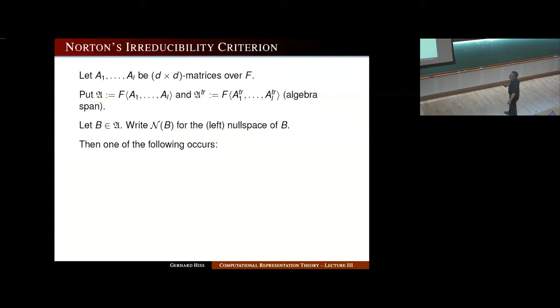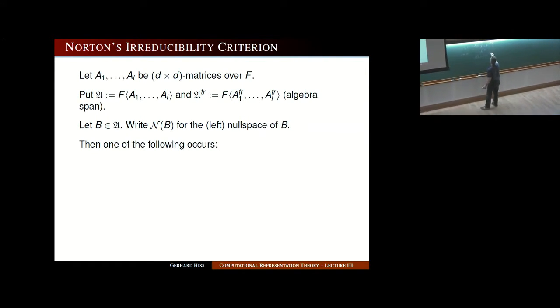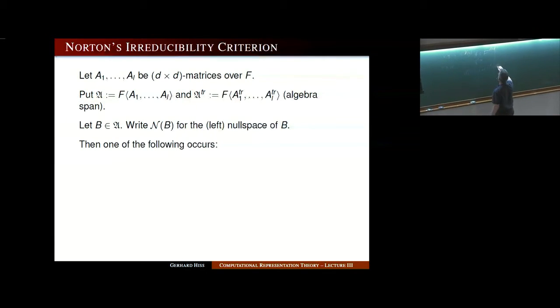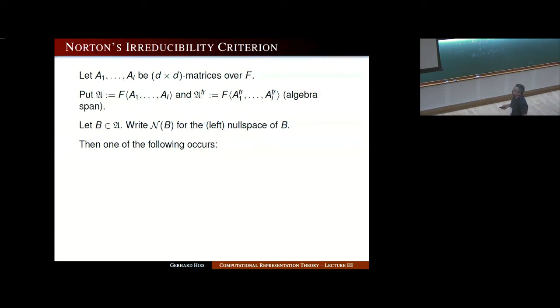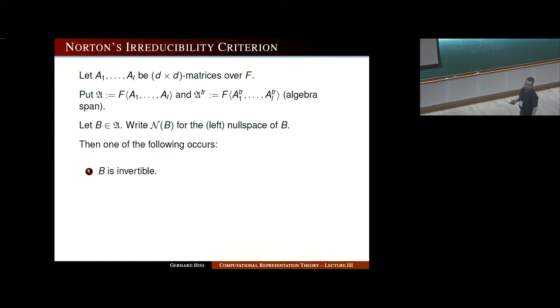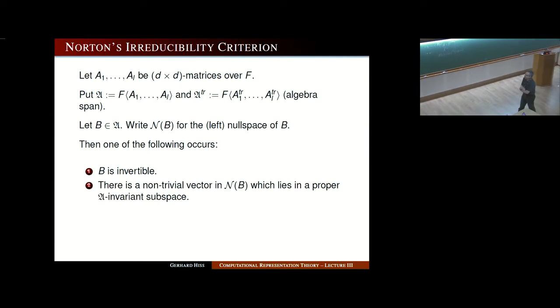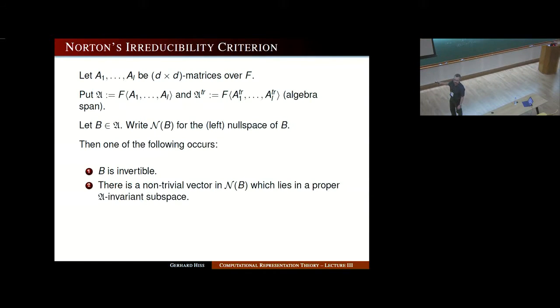Now we let B be an element in this algebra. N of B is the null space, the kernel. So if B is such an element, N of B is the set of all W in F to the D such that WB is 0, the left null space. And this is Norton's irreducibility criterion. One of the following cases occurs. Either B is invertible, then the null space is trivial, or there is a non-trivial vector in this null space which lies in a proper invariant subspace.